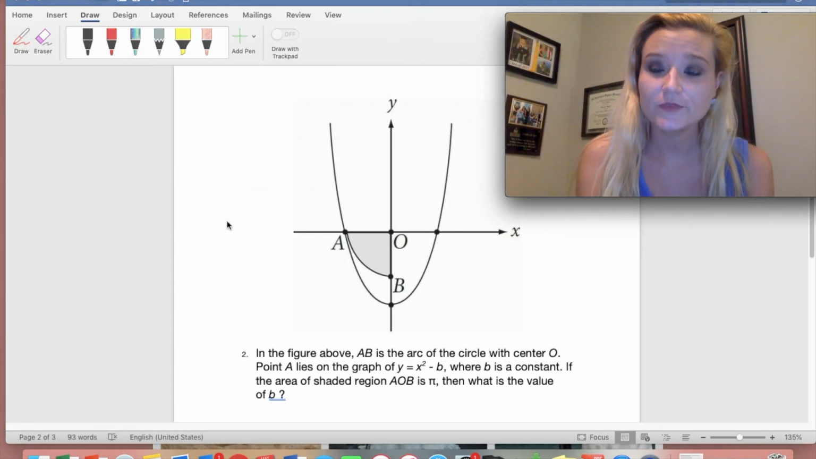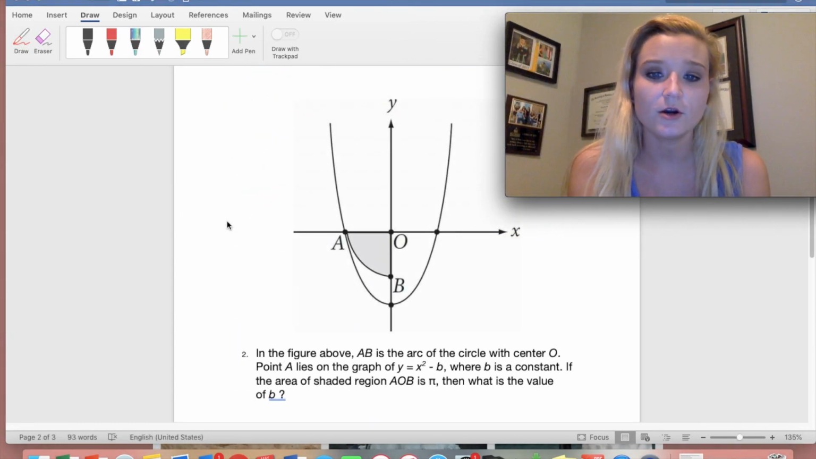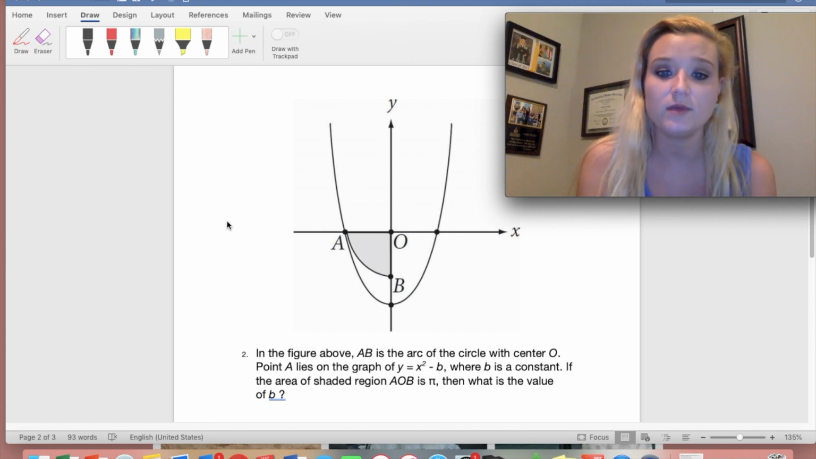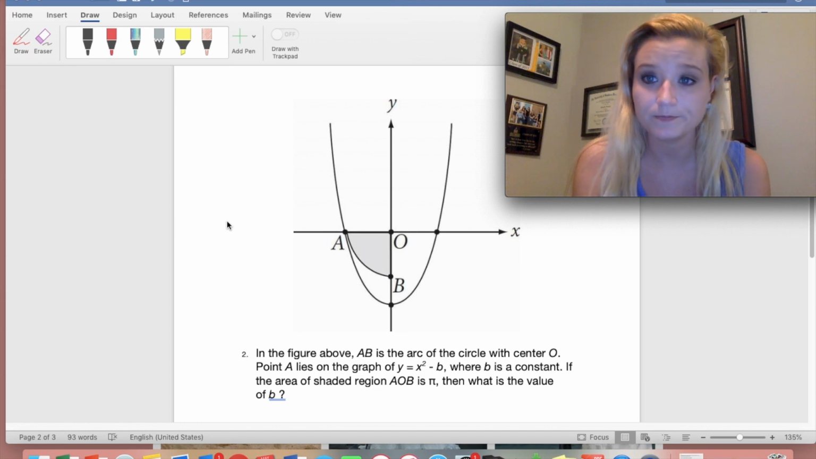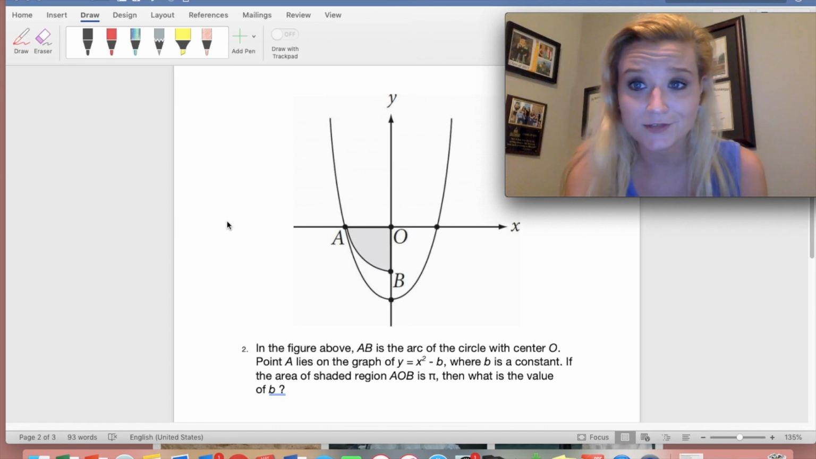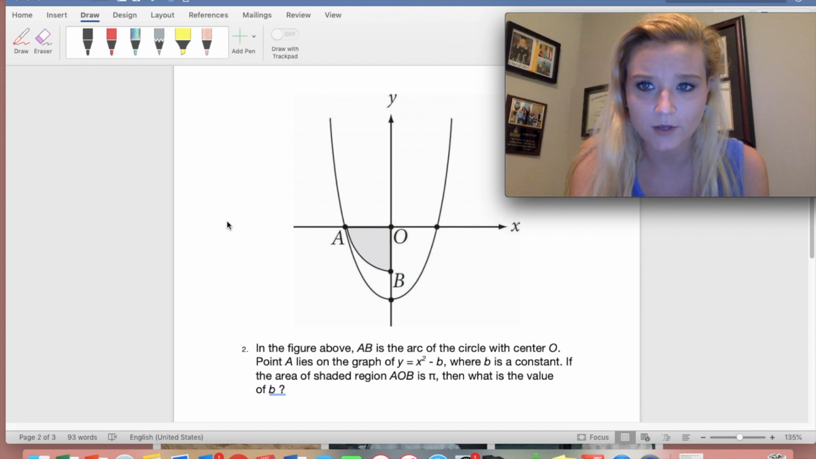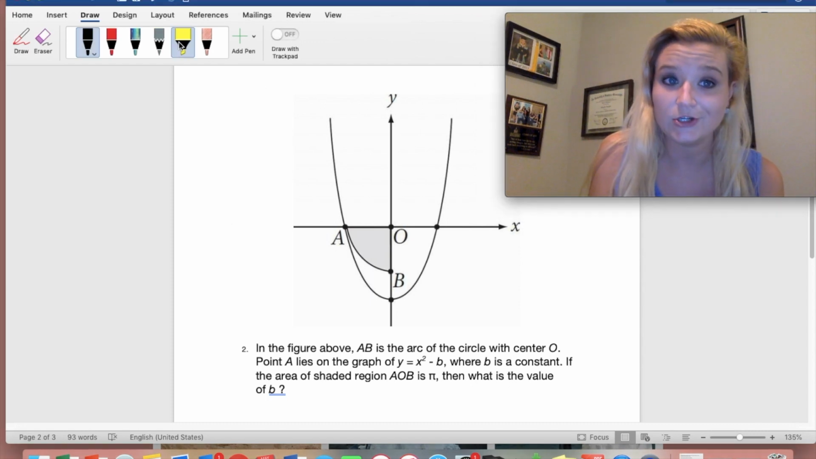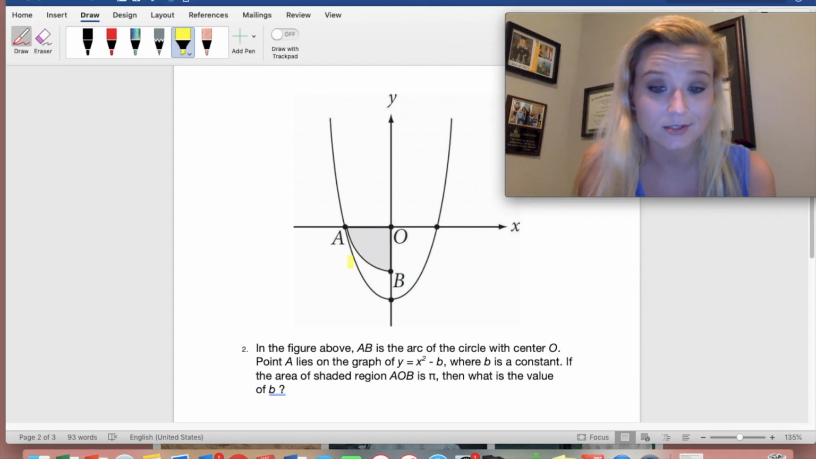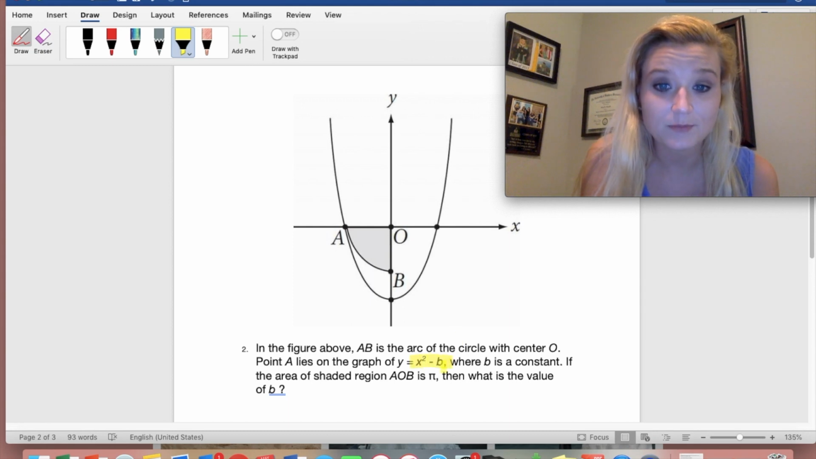Okay, so for number 2, in the figure above, AB is the arc of the circle with center O. Point A lies on the graph of y equals x squared minus b, where b is a constant. If the area of the shaded region AOB is pi, then what is the value of b? Now this one can be confusing because first of all, they're giving us two different b's to work with. So make sure you differentiate in your head which one they're actually wanting us to solve for. They want the b that's in the parabola's equation, not that b. So they want the one that's down here.